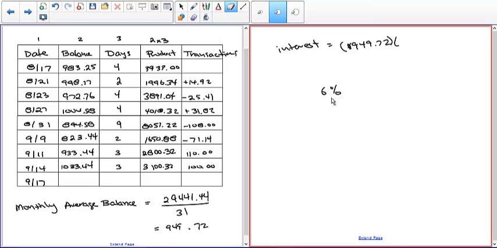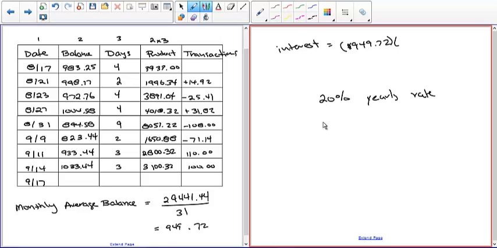So let's assume a 6%. Well, that's not a credit card. Let's assume a 20% yearly rate. And so you could figure out a daily rate for that. But since the months have different numbers of days, I'm going to take the decimal equivalent of 20%, divide by 365, and multiply by 31, and that will give me the monthly interest rate based upon the actual number of days that month. So it'll be 0.2 times 31 divided by 365.